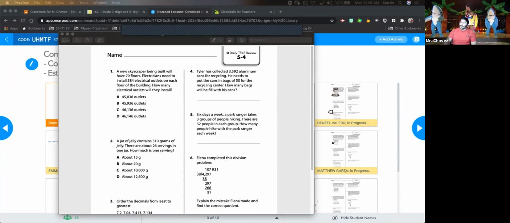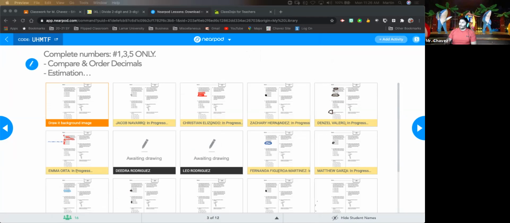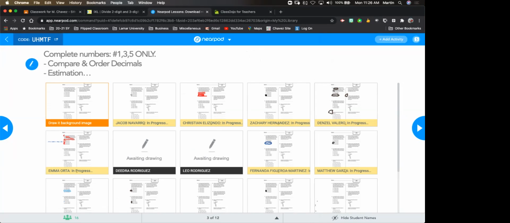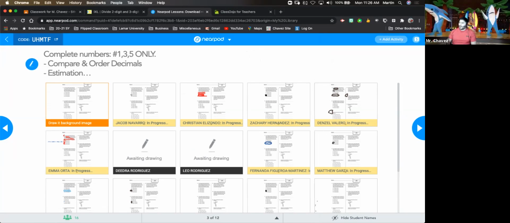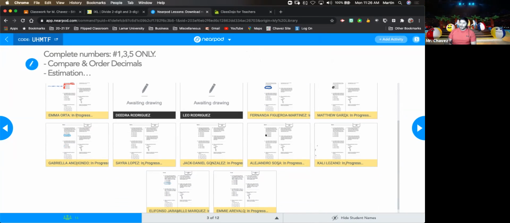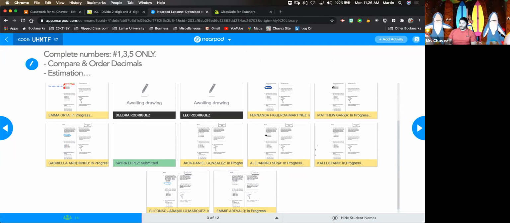All right, so let's go ahead and go into division. Be sure that you mark it on Nearpod right now. I see it from Denzel, Zach, Christian. On the draw it, go ahead and mark it down on Nearpod. Be sure we draw it in. I'm still waiting for Kayla to sign up.